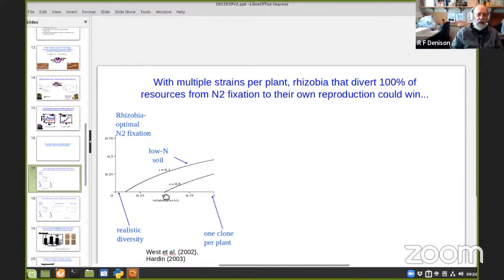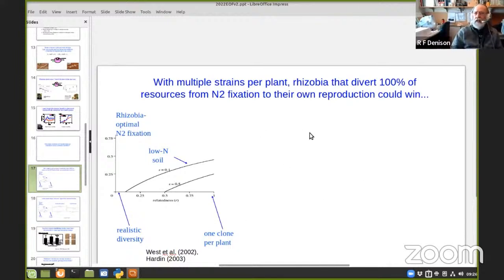And so if there's nitrogen in the soil, this model said, don't put anything, don't give anything to the plant, use it all for yourself. And as soon as you get to realistic numbers of strains per plant, like 10, which is a typical value, even in a low nitrogen soil, even though the plant's going to really suffer from these bacteria not fixing nitrogen, from the selfish standpoint of an individual strain, it's better to put nothing into nitrogen fixation and just hope that maybe the other strains, some of them, will support the plant. So, tragedy of the commons.